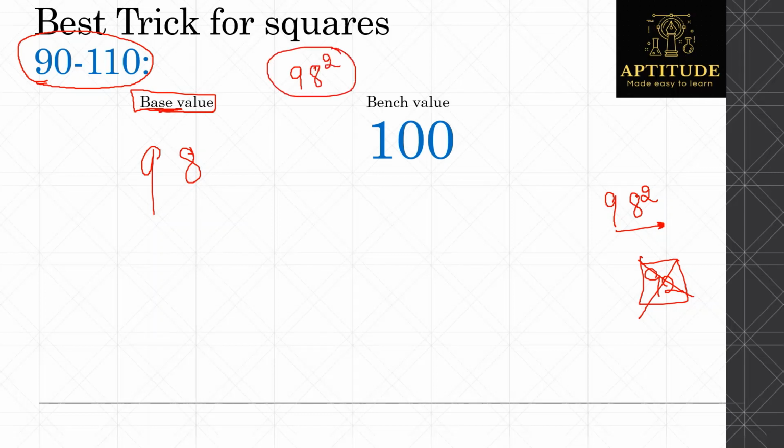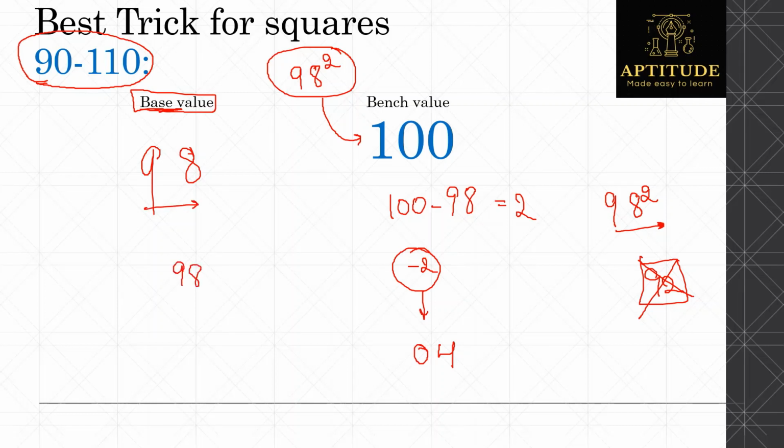What should I do? Find out the difference between these two. So 100 minus 98, it is 2. But actually 98 is less than 100, so I should consider the difference as minus 2. So 2 square is nothing but 04. So I got the last digits. Now for this, base value is 98. Subtracting this 2 because it is minus: 98 minus 2, 96. So which means now 98 square is nothing but 9604.